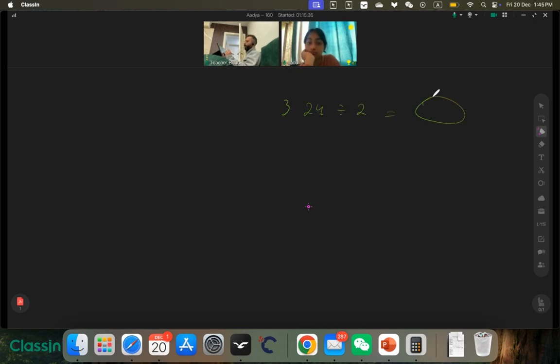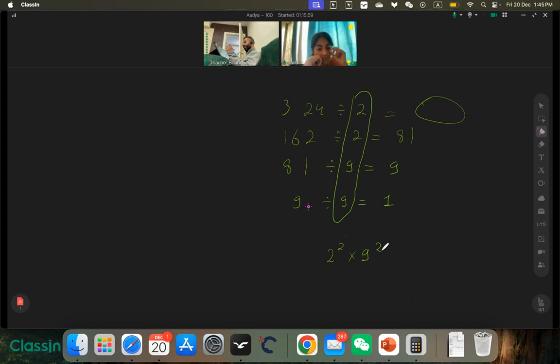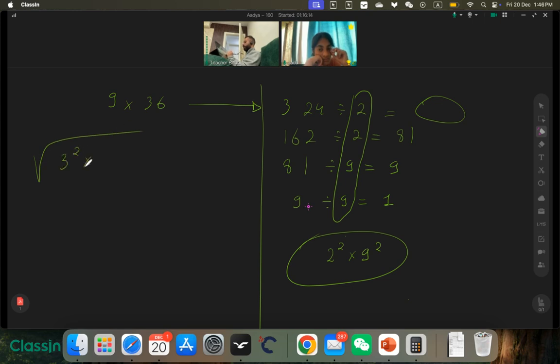You get 162. 162 divided by 2 is 81. 81 divided by 9 is 9. 9 divided by 9 is 1. So you've got 2 squared times 9 squared. You can do this, or you can do what we did above. But here you multiplied 9 by 36, got this, and then had to do it all over again. So it's easier just to do 3 squared, and we got earlier 2 squared times 3 squared.